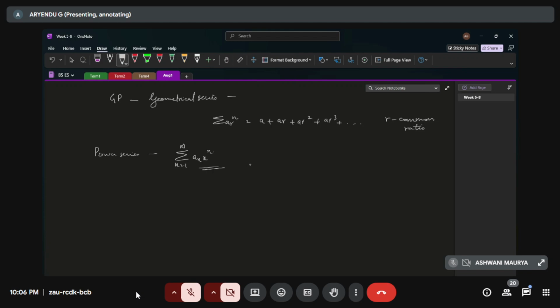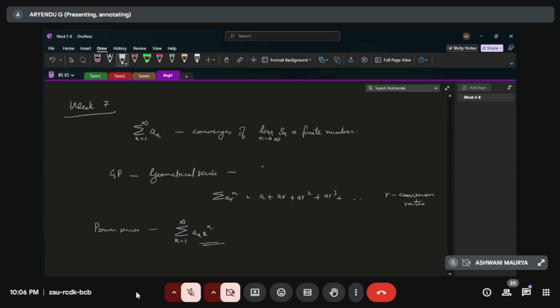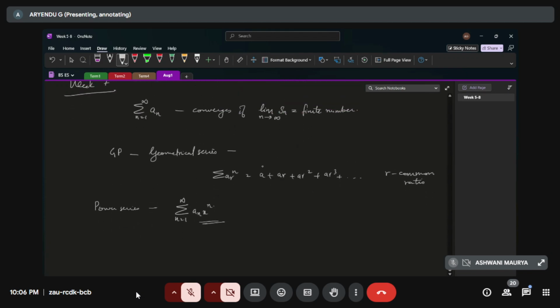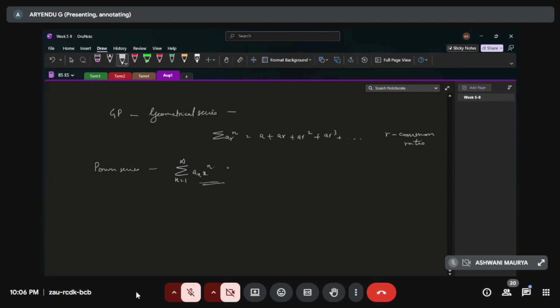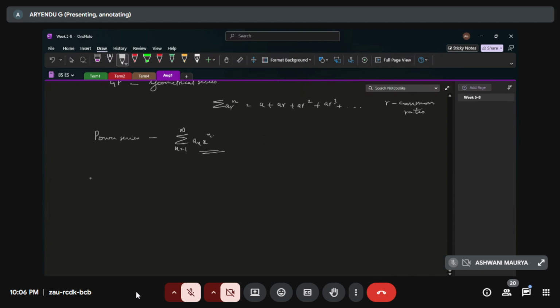Now, in this week's classes, what we have to focus on is the convergence of series. And for that, we will most likely be asked whether a particular series converges or diverges. For that, we have three tests: the comparison test, the root test, and the ratio test.